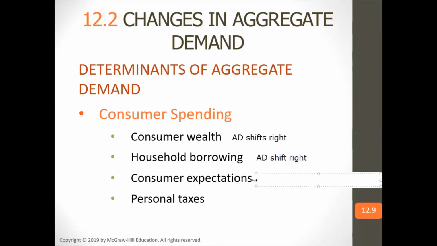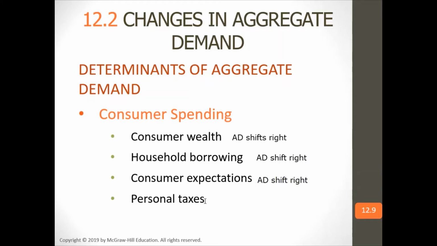But then what would happen to aggregate demand if consumer expectations change, like if consumer expectations become more positive? Good try. So it shifts right because if they're more positive about buying, then they're going to buy more. So the aggregate demand would shift right.